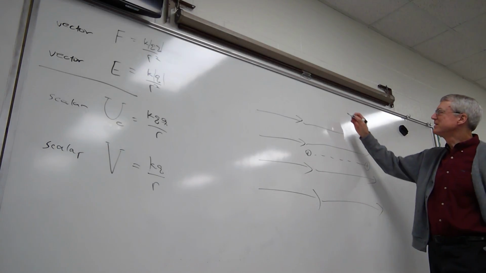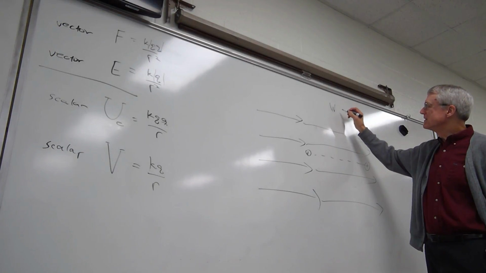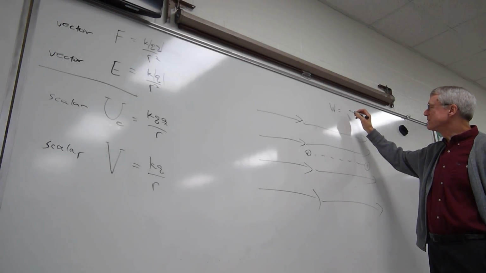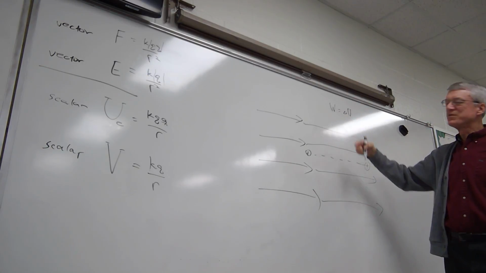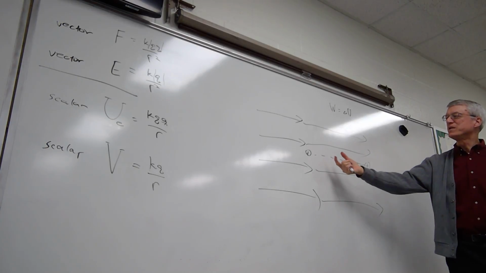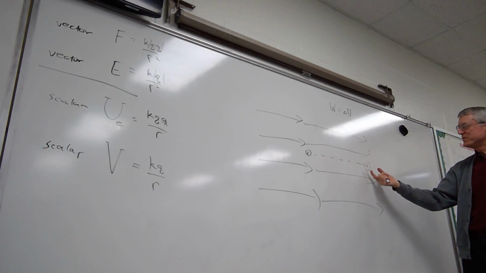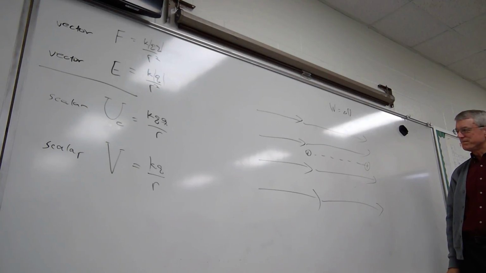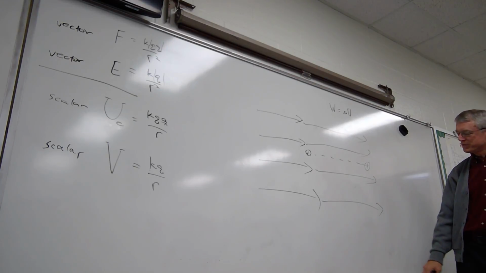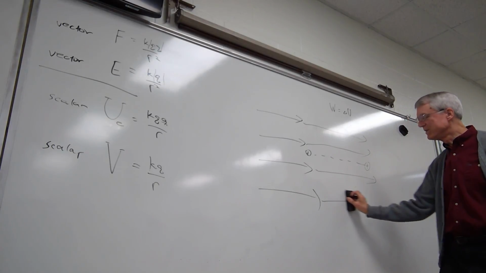Now here's, I'm not sure I know how to teach this, but I'm going to try. The work is equal to the change in U. All right, that's just conservation of energy. If it has a potential energy here and a different potential energy there, then something did some work on it. You know what would be better for this illustration?